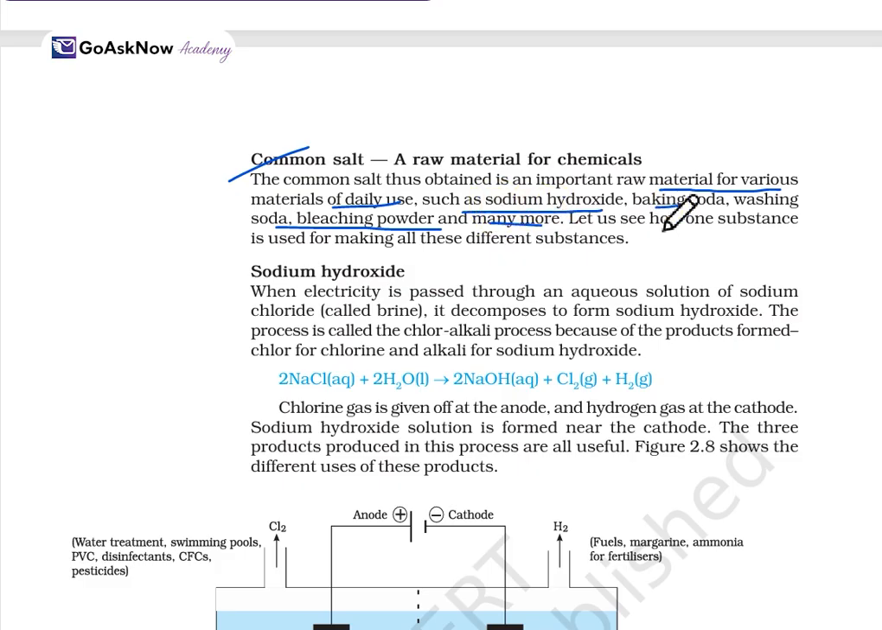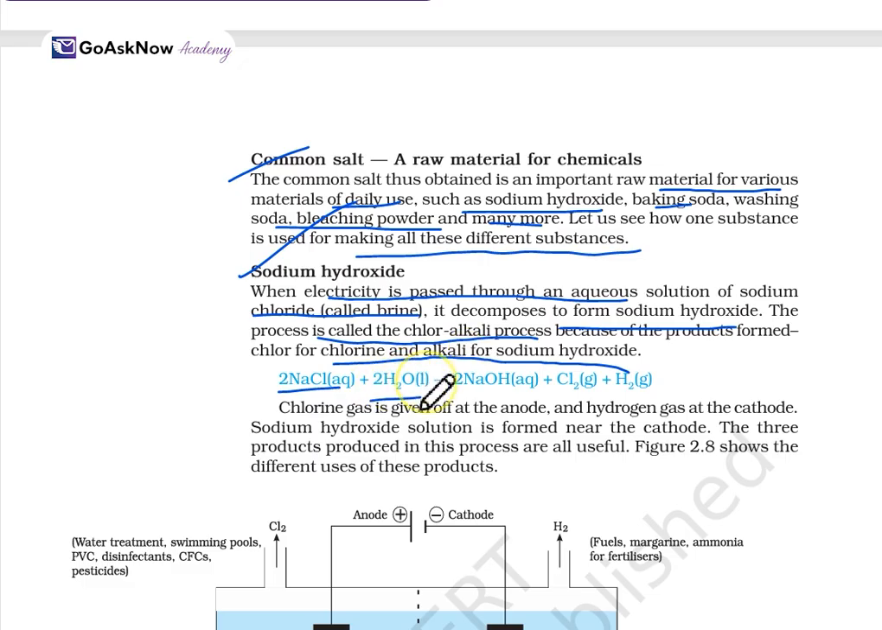So let us see how one substance is used for making all these different substances. So firstly, sodium hydroxide. When electricity is passed through an aqueous solution of sodium chloride, which is called brine, it decomposes to form sodium hydroxide, and the process is called the chlor-alkali process, because of the products formed: chlorine and the alkali sodium hydroxide. So the equation will be 2NaCl(aq) + 2H2O(l) → 2NaOH(aq) + Cl2(g) + H2(g).